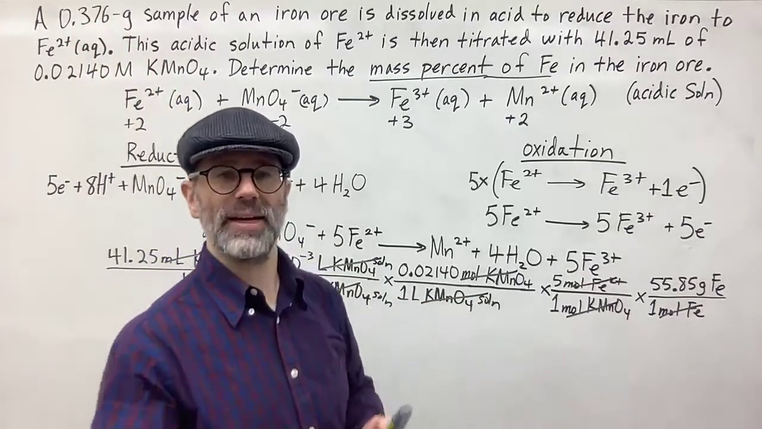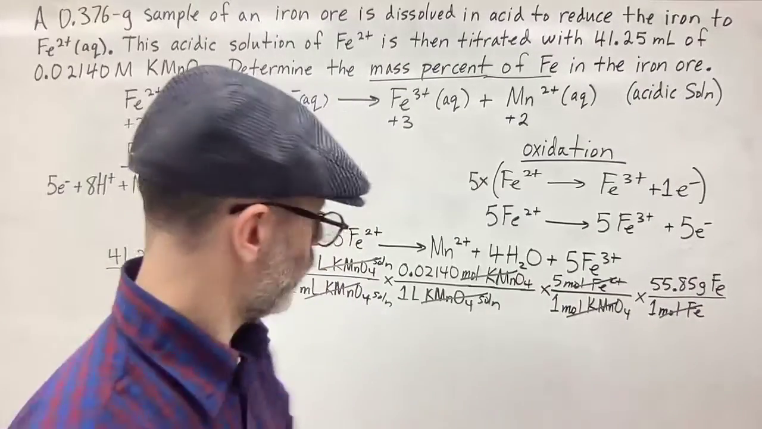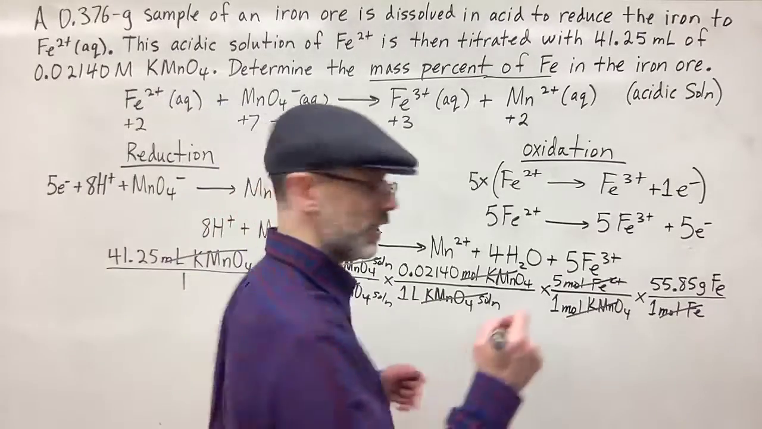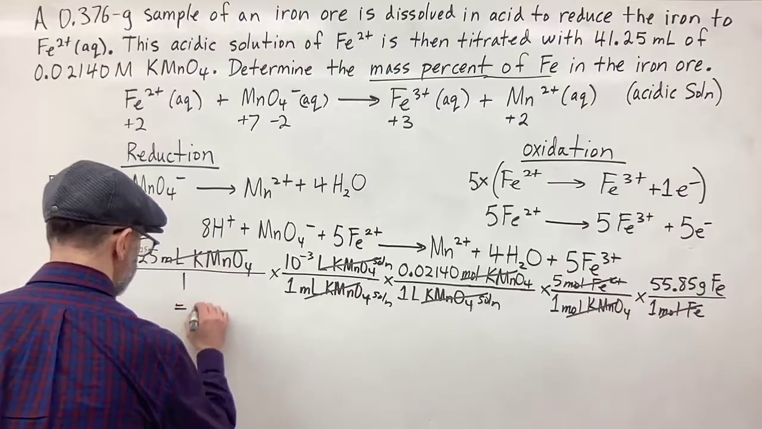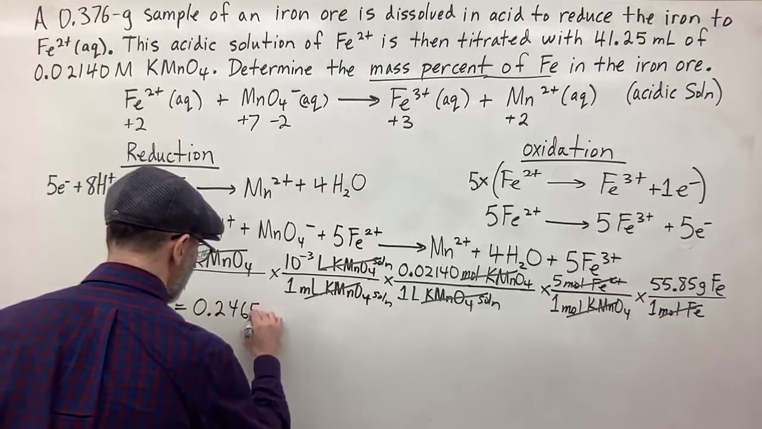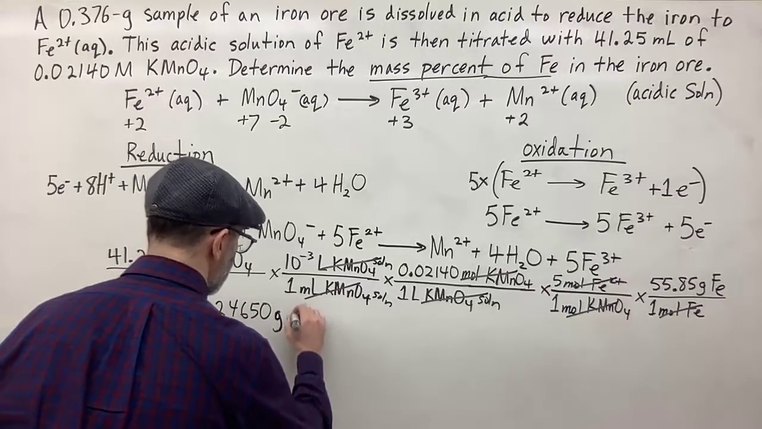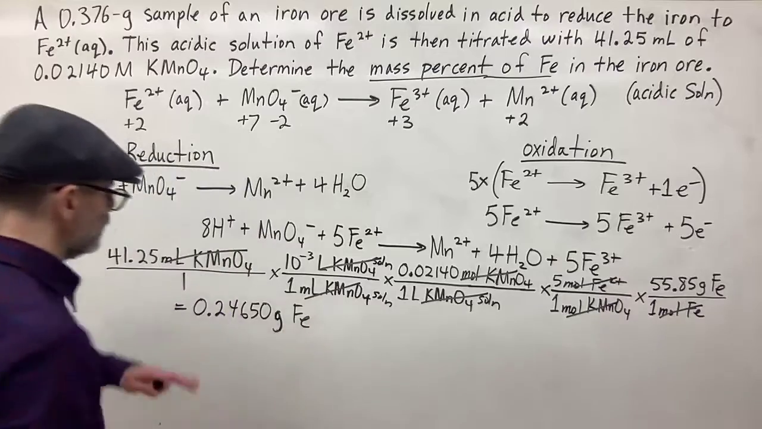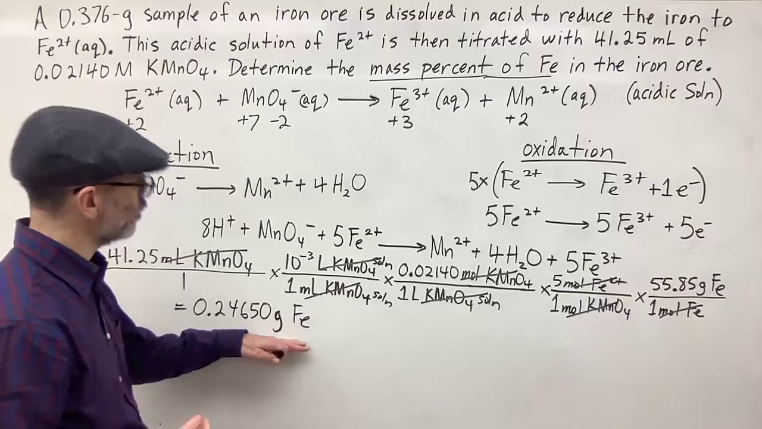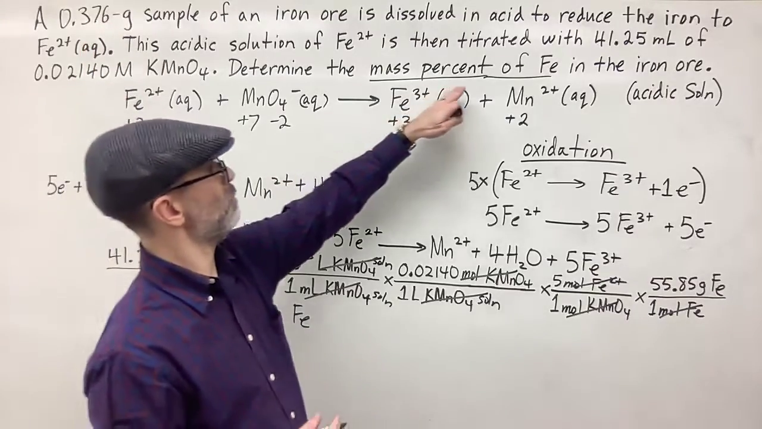And when I do that, I get 0.24650. I'll write that down here. 0.24650 grams of iron. So this is the amount of grams of iron in the original sample of the iron ore. They want us to find the percent mass.